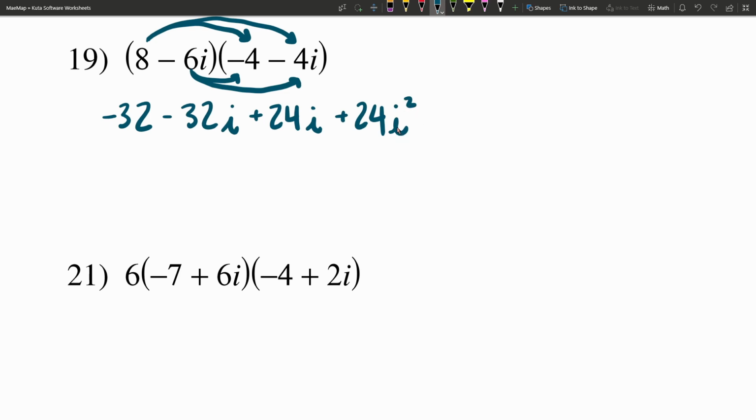i squared, what does that equal? It equals negative 1. So we have negative 1 times 24, which is a negative 24. Negative 32 plus negative 24 is going to result in a negative 56.